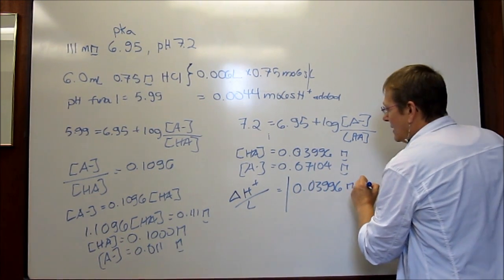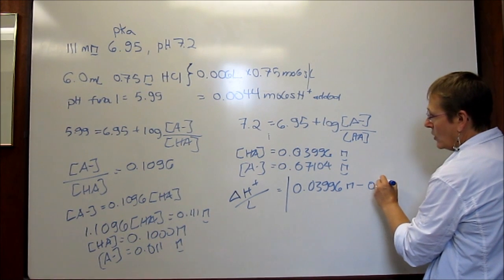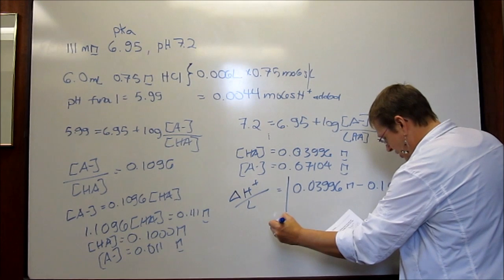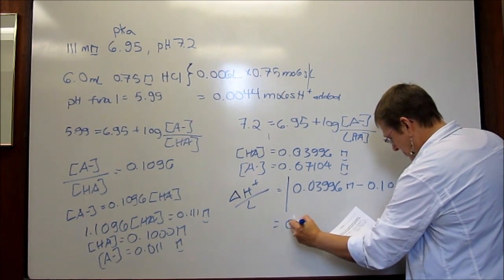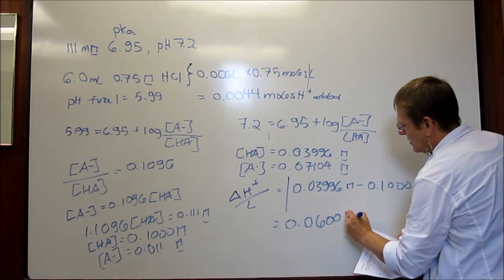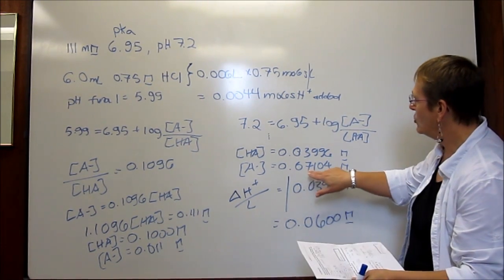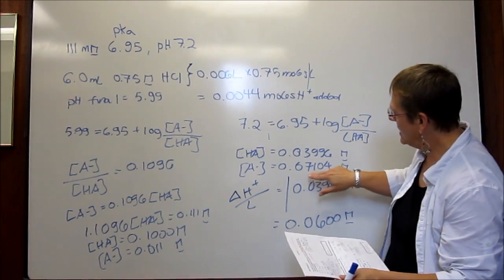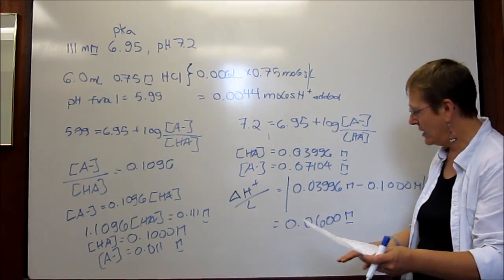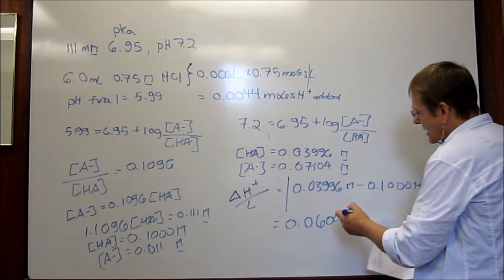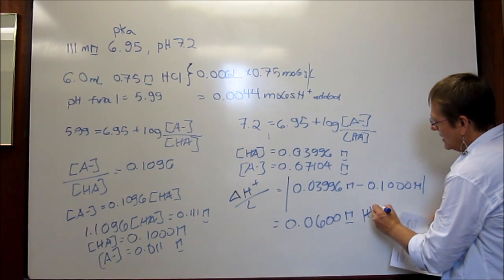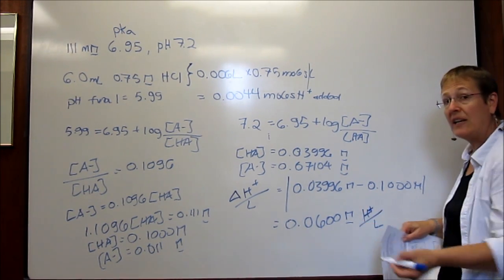0.03996 and 0.1000, which is equal to 0.06 essentially, if you have all your decimal places in there. You can do it both ways, and you should do it both ways. Take this and subtract that, and take that and subtract this. You'll get the same value. So basically what that's saying is 0.0600 moles of H plus need to be added per liter.